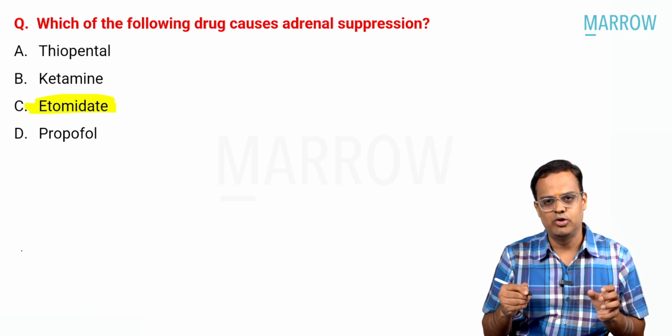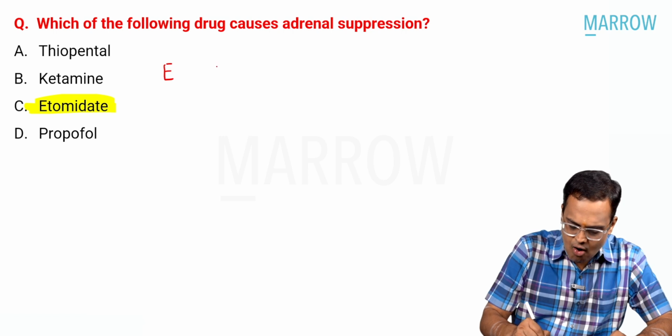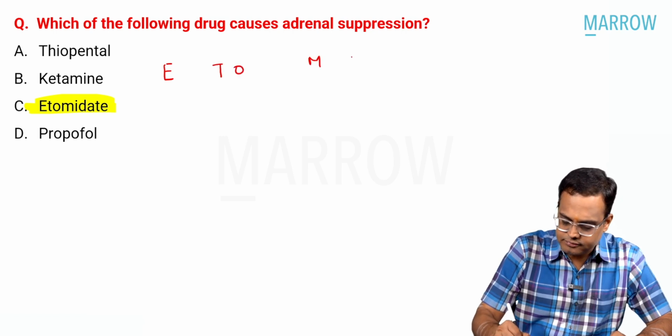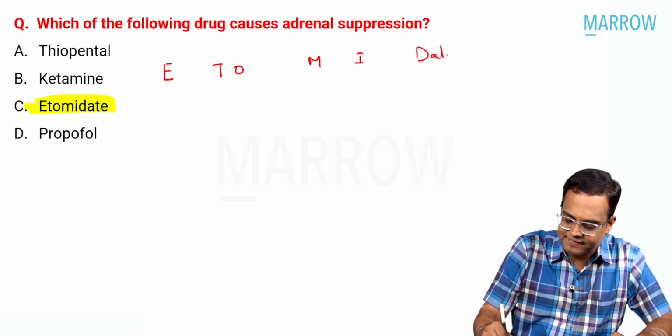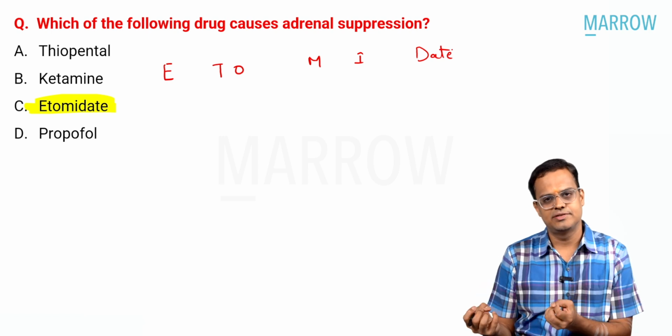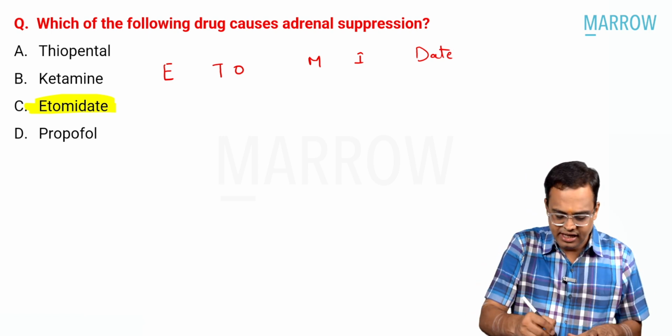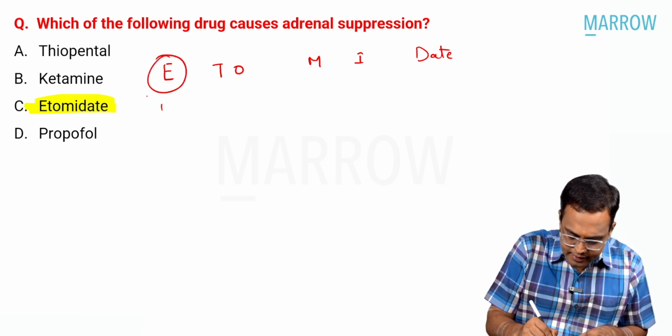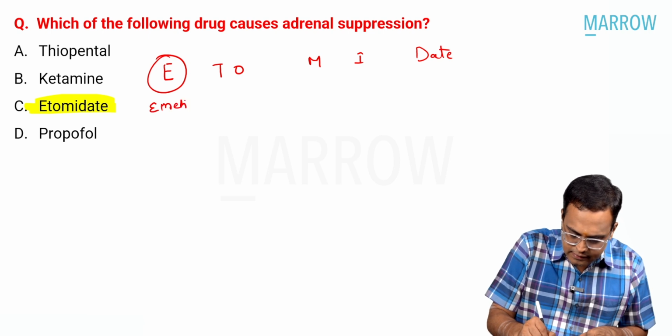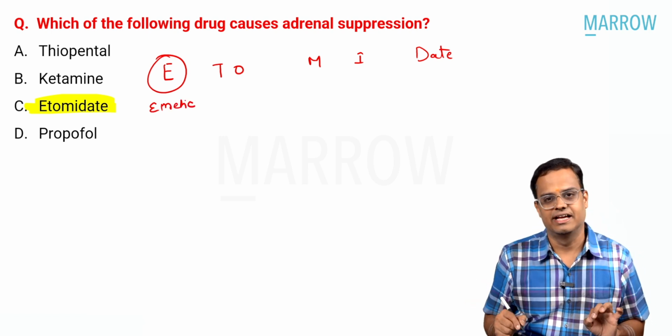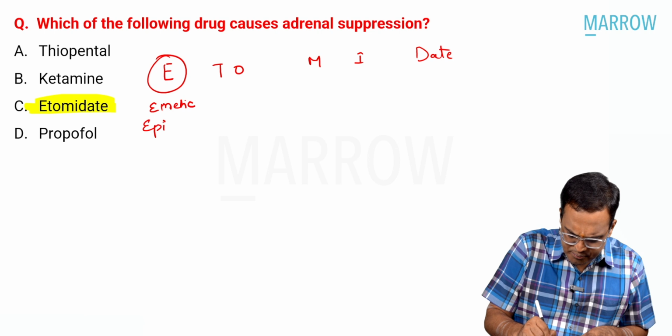I will write down the etomidate spelling. You will understand all the features of etomidate. Once you understand this spelling and this mnemonic, you will never forget it. E for emetic. E for epileptogenic.